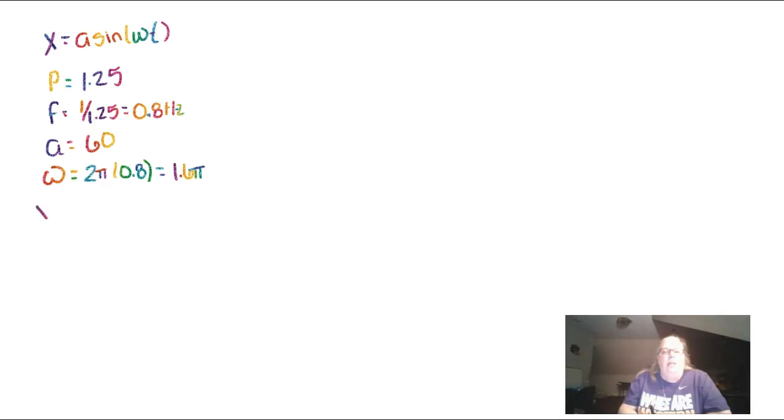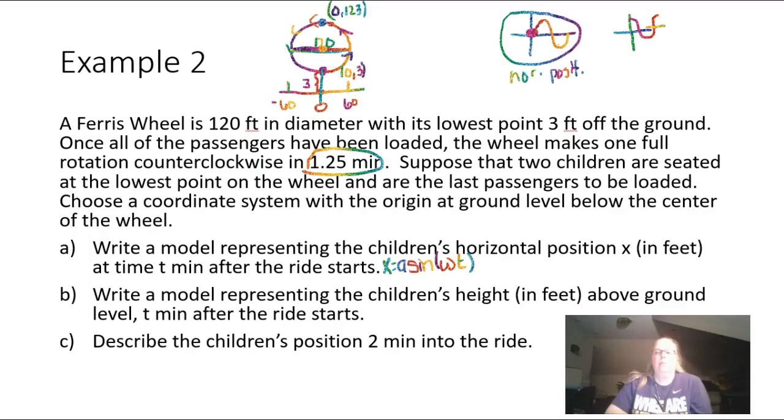So it looks like the x-coordinate for the position of the children is going to be 60 times the sine of 1.6 pi times t. And this will give us the x-coordinate of where the children are going to be located t seconds after the ride starts moving. Part B, write a model representing the children's height in feet above ground level t minutes after the ride starts.